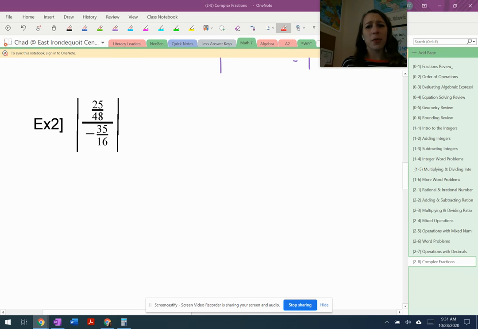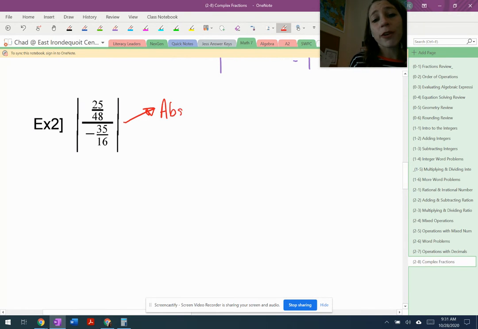All right, folks, here we go. Last example of 2-8. And this is a good one to review because of those things, those bars. A lot of you do not have those memorized. Those are what are called absolute value bars.